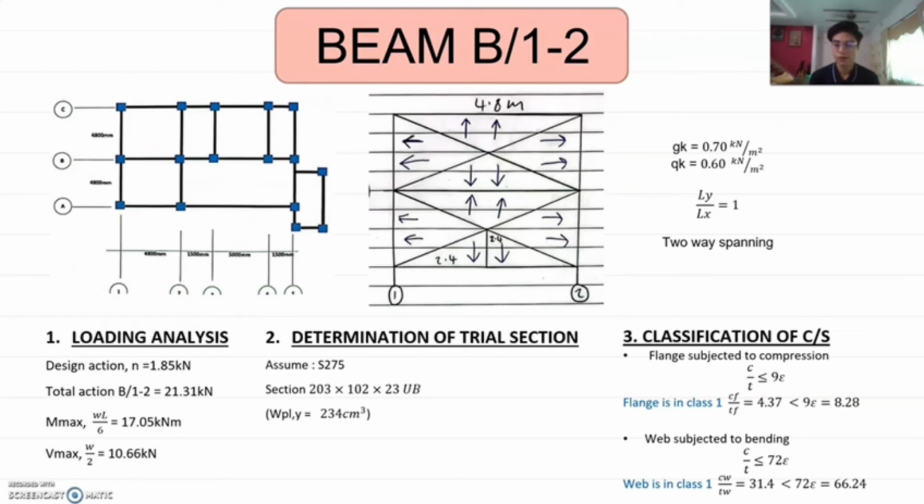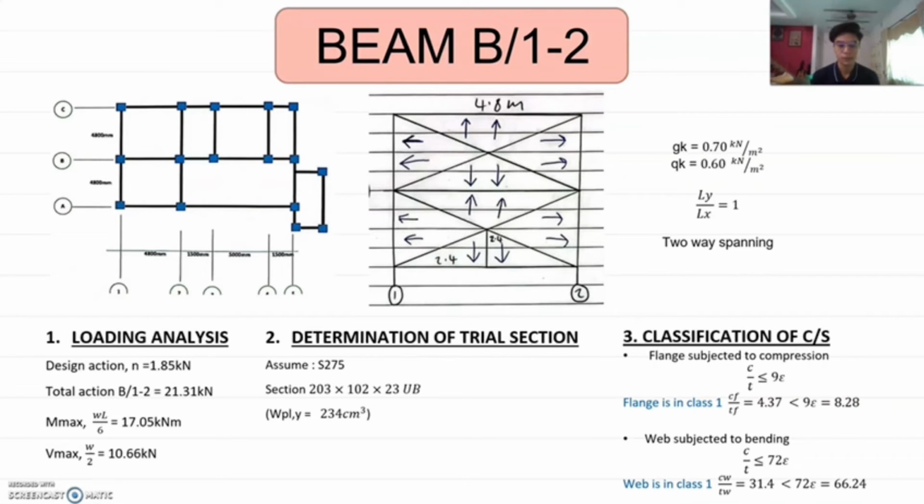For Mmax, we have the formula WL over 6 equals 17.05 kN, and for Vmax, we use the formula W over 2 equals 10.66 kN. Next, we have to determine the trial section. For our design project, we assume the beam is S275. So the section is a 203 times 102 times 23 universal beam. So that means the plastic modulus should be 234 cm3.